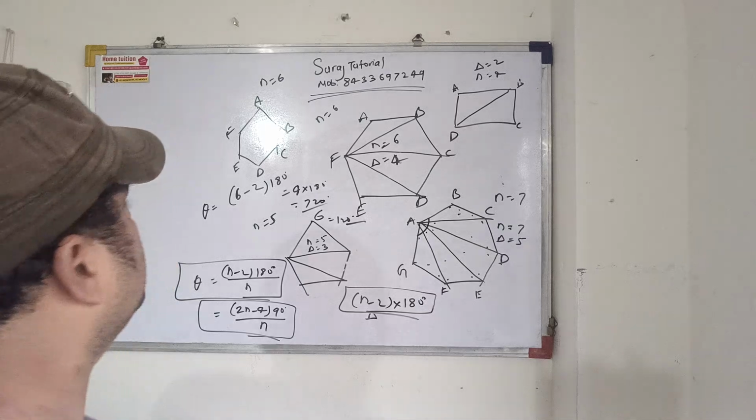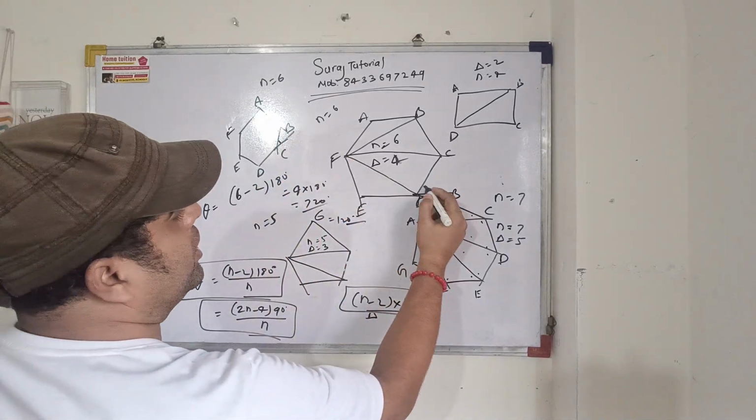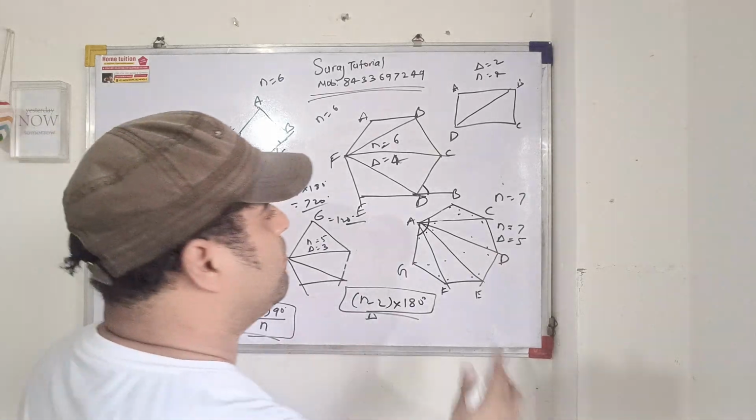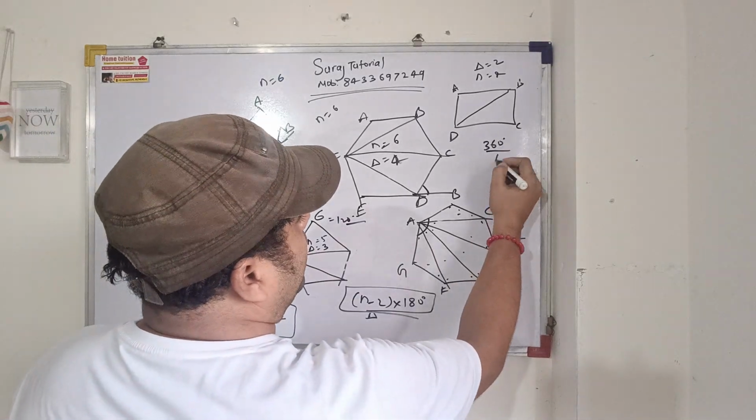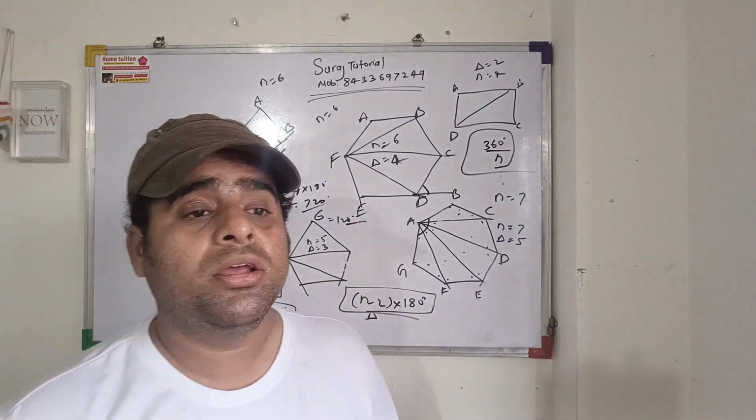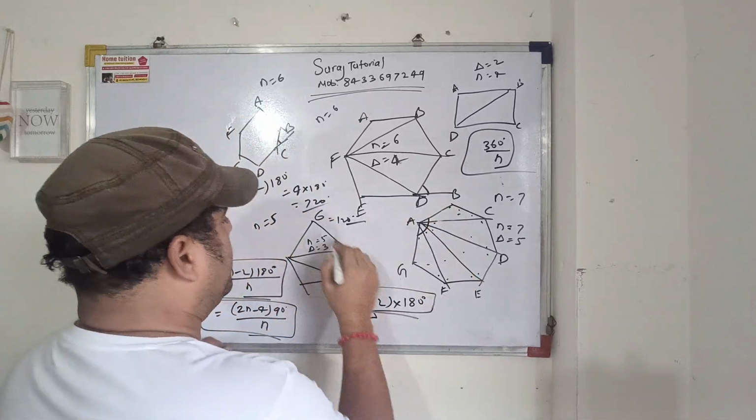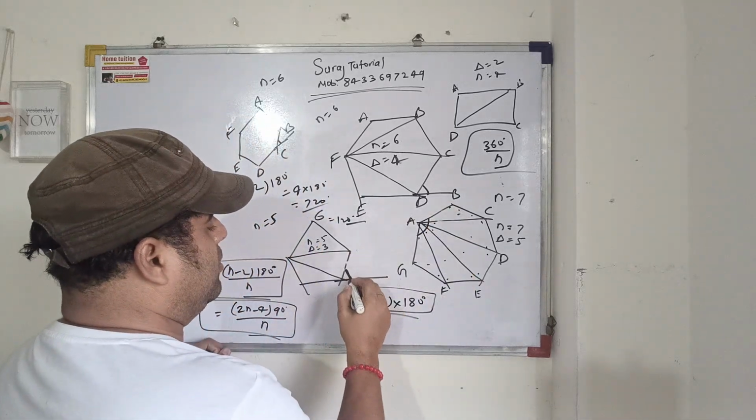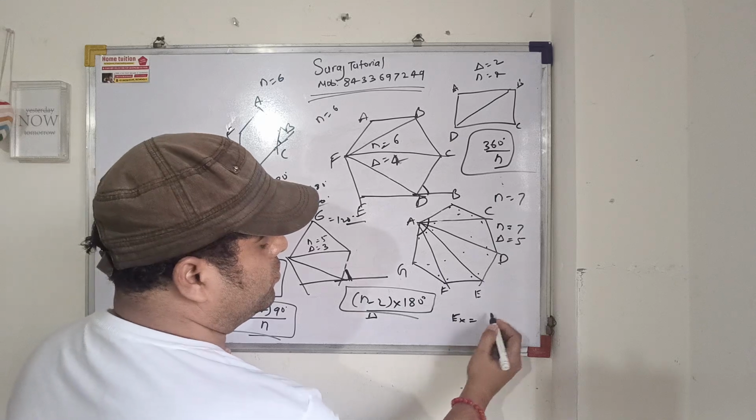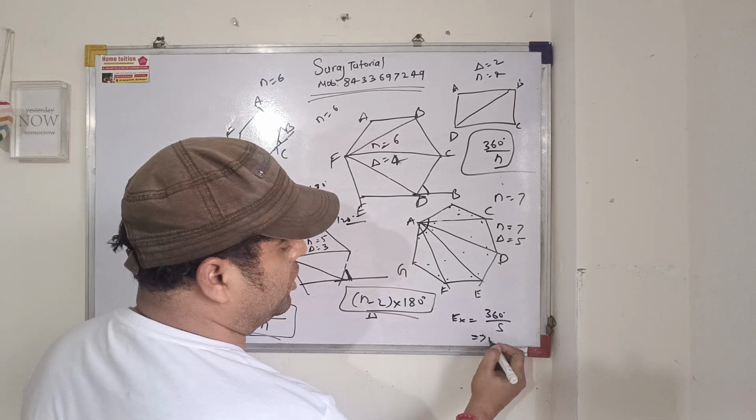And if you have to find the exterior angle, if you have to find each exterior angle of a regular polygon, in that case the formula is very simple, just 360 divided by n. Meaning whatever the number of sides is, you have to divide by that. So suppose in case of a pentagon, we have to find the exterior angle. Exterior angle is equal to 360 divided by 5, since this is a pentagon, and we get 72 degrees.